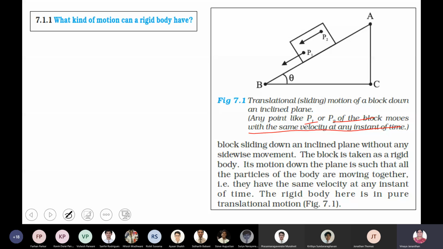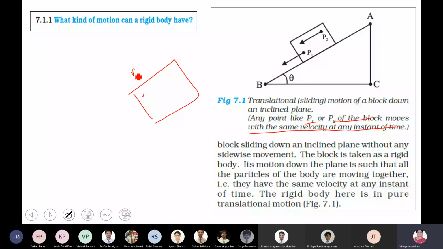What happens if P2 moves faster than P1? Will not the shape of the body change? Yes, ma'am. If P2 is going to move faster than P1, then the shape of the body will change. So again, in a rigid body, when a rigid body undergoes a translational motion, rotation will be different. When a rigid body undergoes a translational motion, each and every particle will move with the same velocity. If P2 moves faster than P1, after some time, P2 will be somewhere over here.